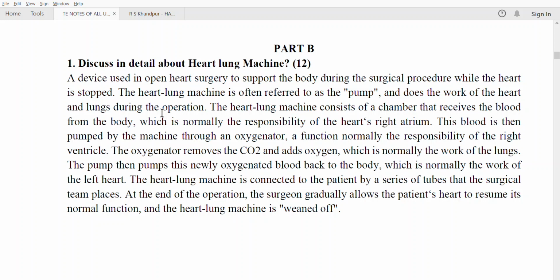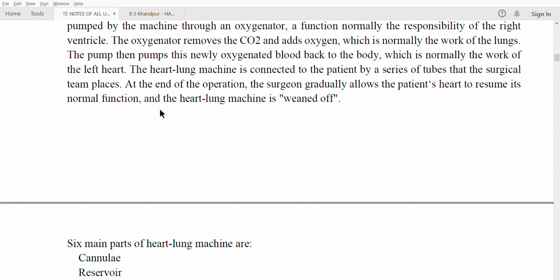So if somebody asks what a heart lung machine is, it does the function of the heart and lung: pumping and purification. And why is it needed? Because the heart and lung are not operable during open heart surgery, which you should clearly mention.